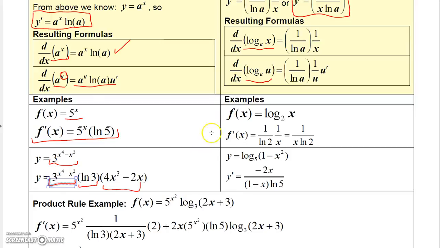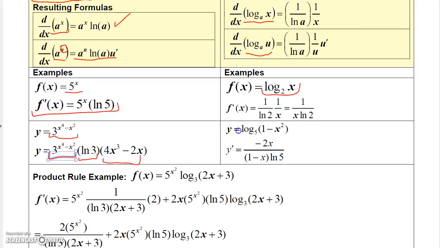So if you want the derivative of log of x base 2, you're just dealing with x now, so you can do that just by saying that's going to be 1 over the natural log of 2 times 1 over x, which is 1 over x times the natural log of 2.